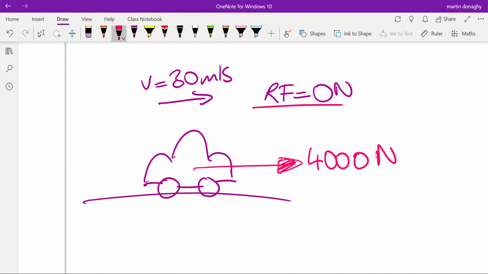Okay? If this was the only force that acts on it, that would cause the car to accelerate. But it's not accelerating because the velocity is constant. Therefore, the resultant force must be zero. So that tells us that there must be a backwards force of 4,000 newtons. And what can produce that? Friction, or air resistance, or drag. Okay?